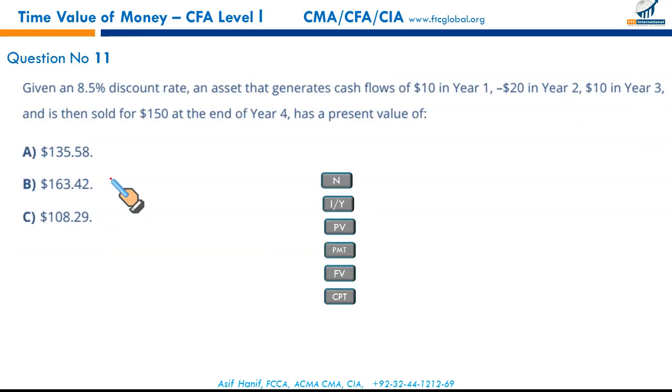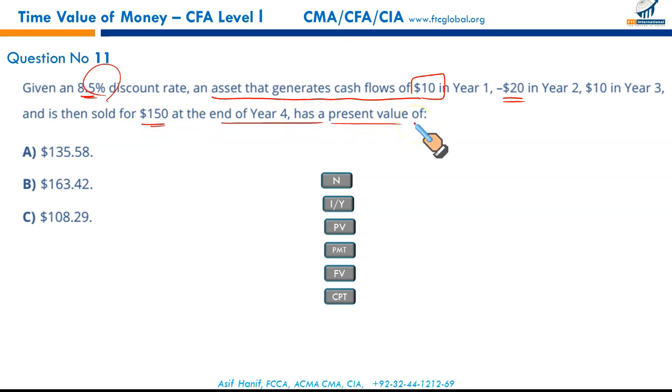159374, B it is. Next, given an 8.5% discount rate, an asset that generates cash of $10 in year 1, $20 in year 2, and $10 in year 3, and is then sold for $150 at the end of the 4th year. What is the present value? Now you can't solve it in the normal conventional way.